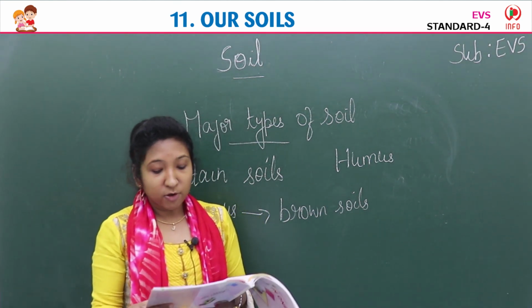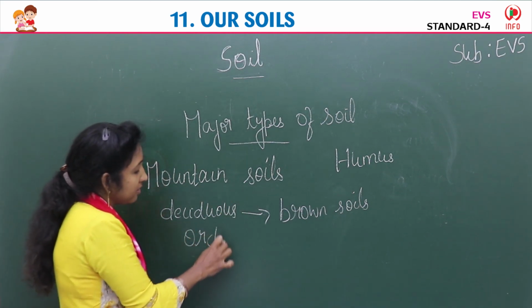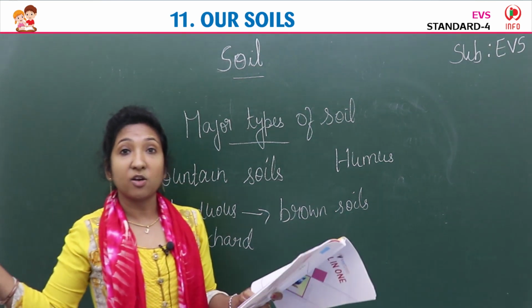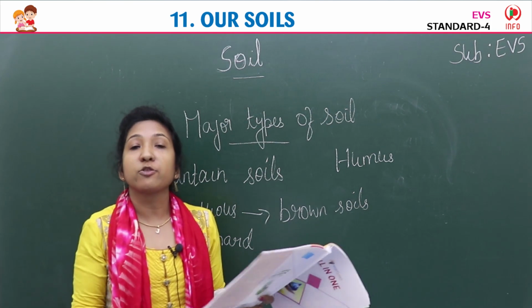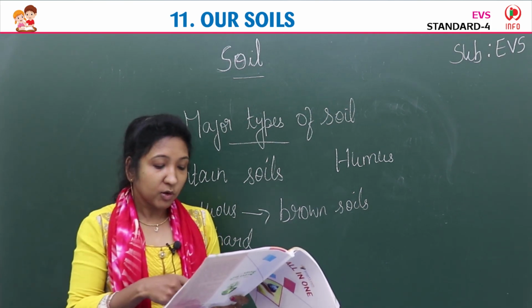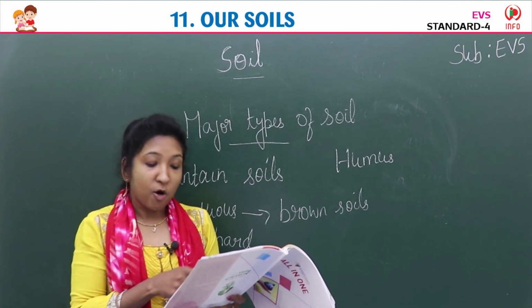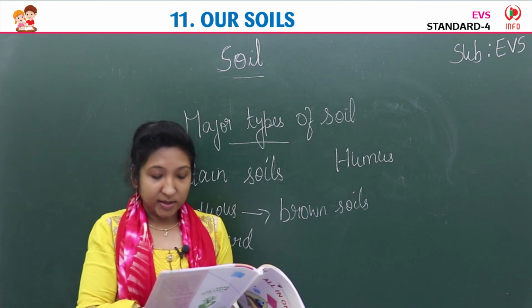They are very good for orchard crops. Orchard means a large garden, where we can see varieties of fruits and nuts. So these soils are very good for orchard crops. We can grow these kinds of crops in mountain soils.